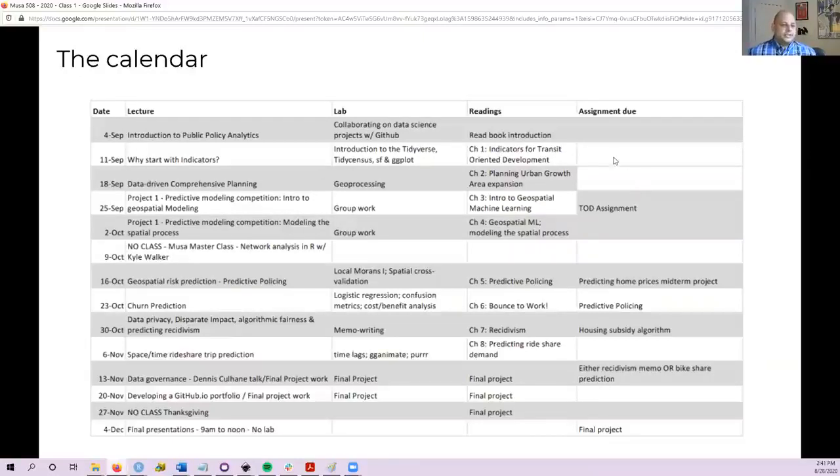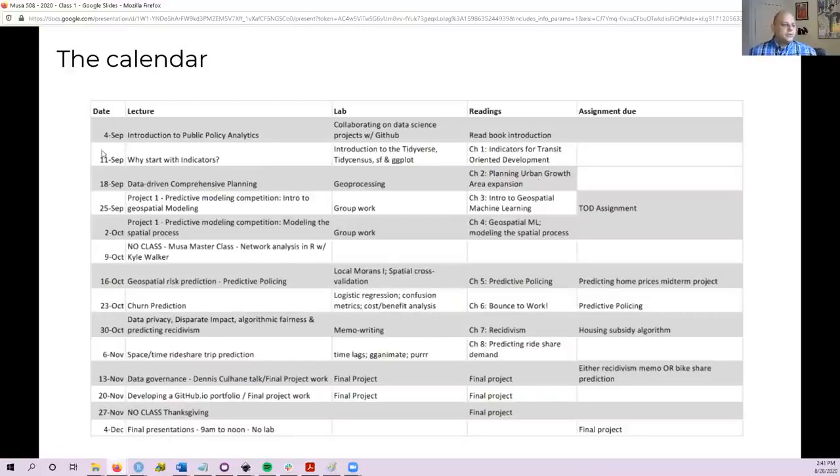And you will see that there are really 2 book chapters, 3 book chapters if you include the introduction, that I would like you to read leading up to this assignment date. So Why Start with Indicators is the book chapter that's specifically on the TOD assignment, but this chapter 2, urban growth area expansion, will also play a role with respect to geoprocessing.